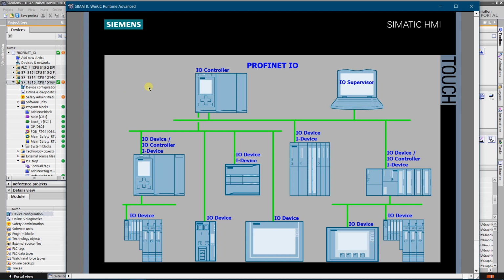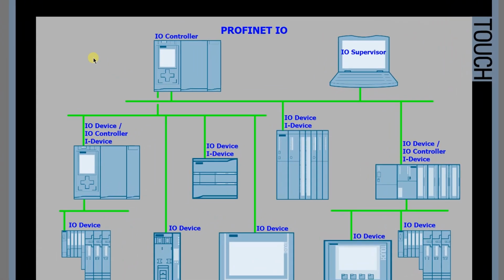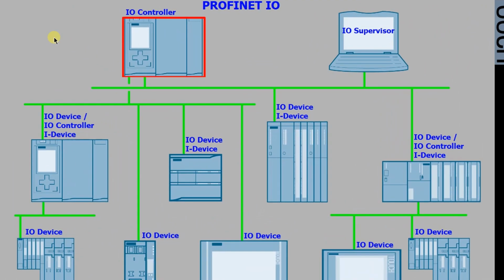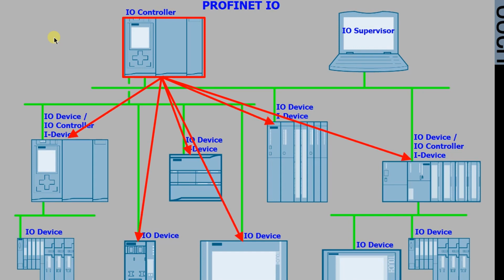IO controller is a PLC, CNC, robot control, or motion controller. It controls automation tasks, as the automation program runs on it. Compared to PROFIBUS, it is like Class 1 master. IO controller provides output data to the configured devices. In return, it reads input data from IO devices.